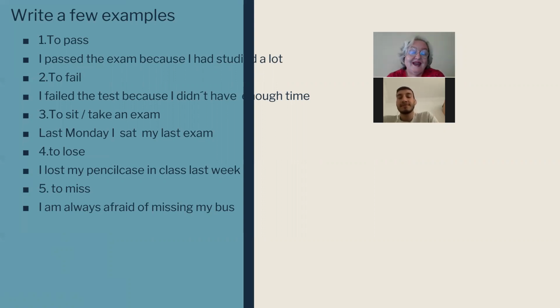To sit or take an exam. Take an exam. In medical school, you have to take an exam every month. So every month you need to sit an exam in medical school. Maybe in the high school here, they take exams at the end of every unit.